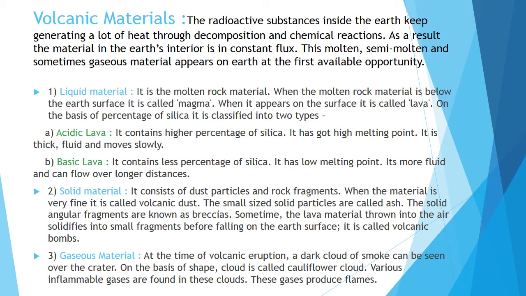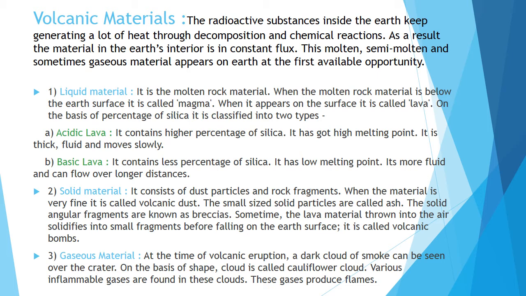So first is the liquid material. Liquid material is a molten rock material. When the molten rock material is below the earth's surface, it is called magma. When it appears on the surface, it is called lava. On the basis of percentage of silica, it is classified into two types.